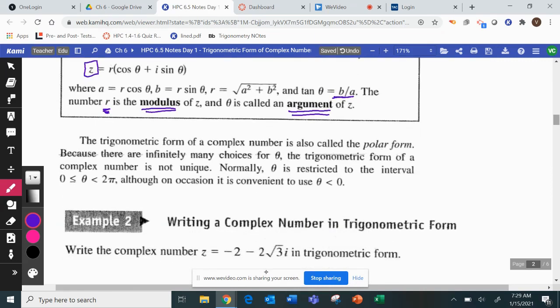This paragraph talks about how the trigonometric form of a complex number is also called the polar form, which we are going to study very soon. It's pretty cool stuff. Because there are infinitely many choices, this argument is not unique. So normally we restrict the interval from 0 to 2 pi, although on occasion it's convenient to use theta less than 0.